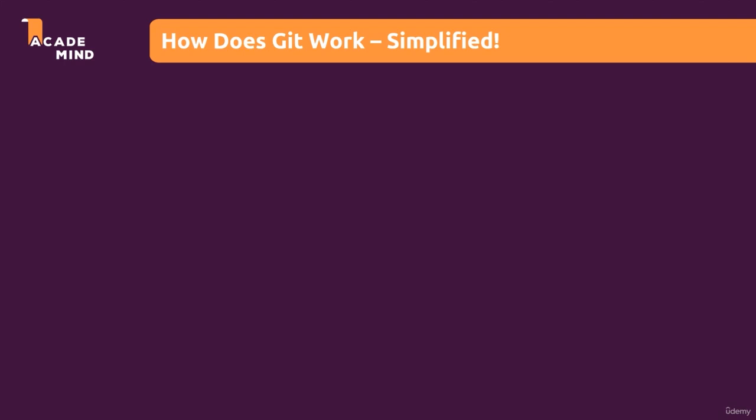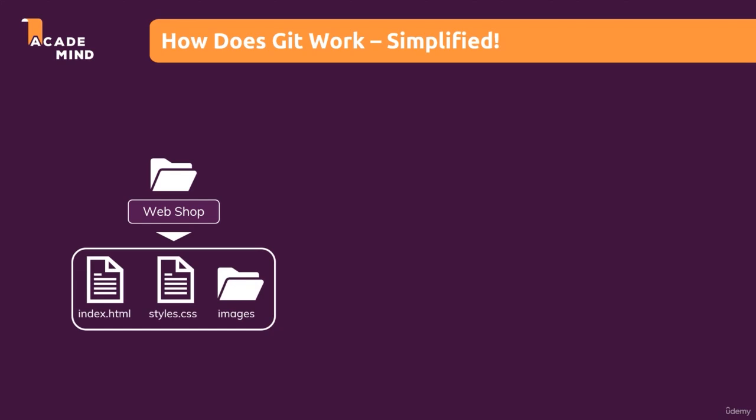As I said, this course focuses on Git from a web development perspective, and therefore we could say that we want to create a web shop. Therefore, we might have a project folder also named web shop, and in this folder we can have all our files required to create this website. In a very simple form, this could be an index.html file, a style CSS file, and a folder containing some images.